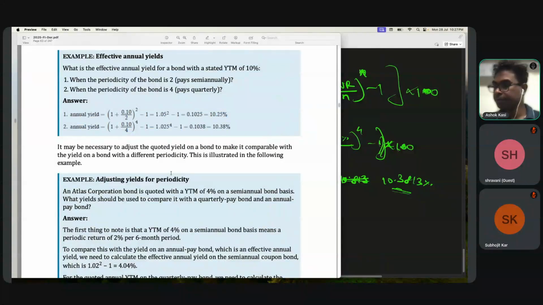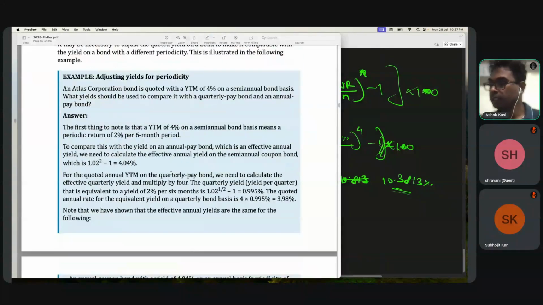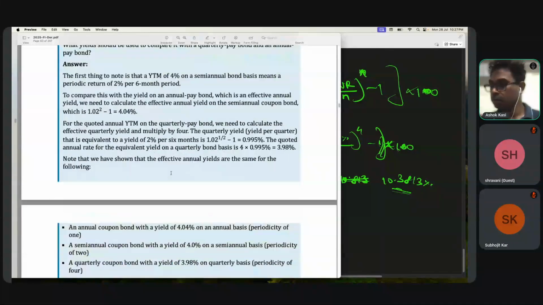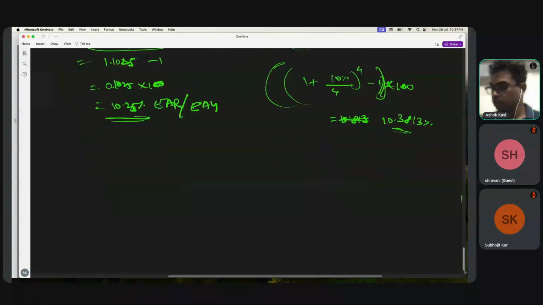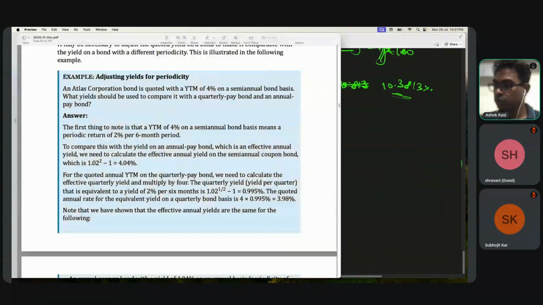The next one, adjusting yields for periodicity. Okay, adjusting yields for periodicity. So you just go through this question. This is difficult to understand. Once you understand the question, the answer is easy, but the question is difficult. Just read this 2 times at least, then I will solve it.